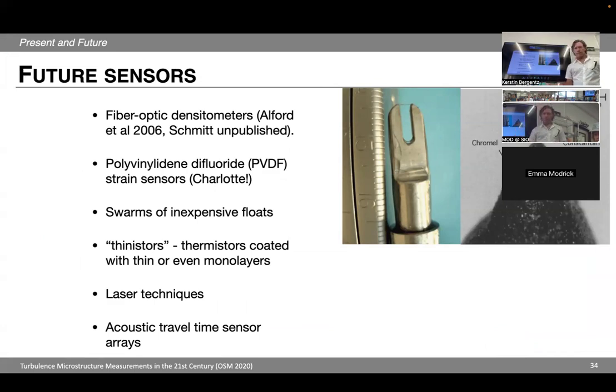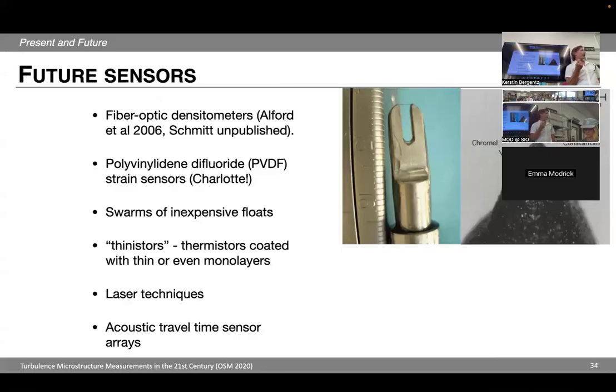It's just sort of annoying that we're still doing this the same way we've been doing it for 50 years, and so I'm excited about Charlotte's PVDF shear probe that she's developed. I wrote this wacky paper 20 years ago with a fiber optic technique of doing this, but I never really went further with it.